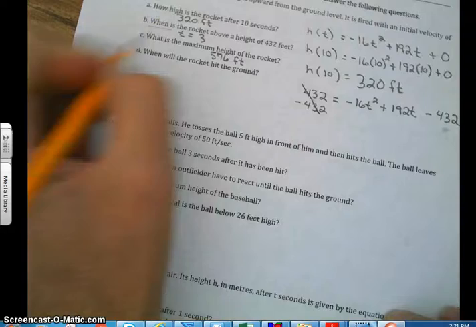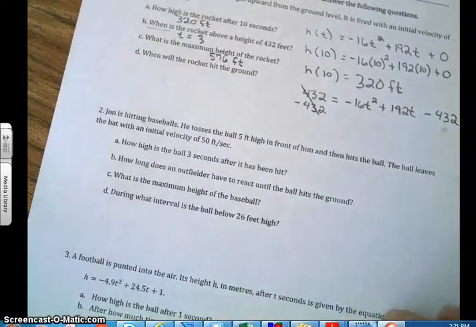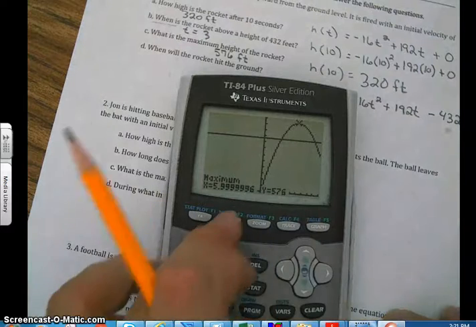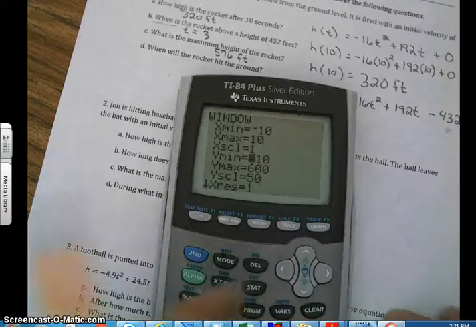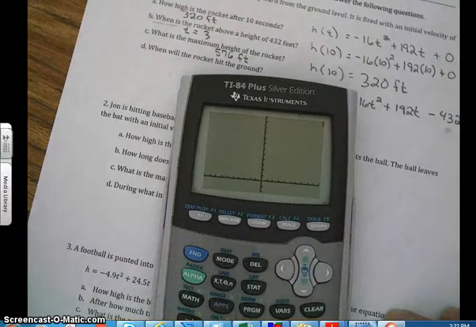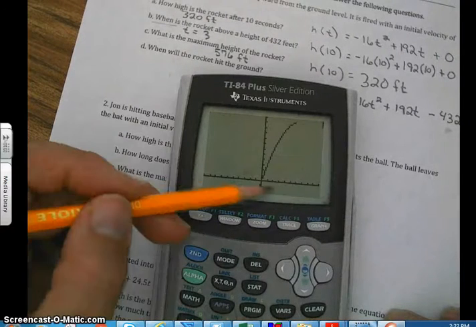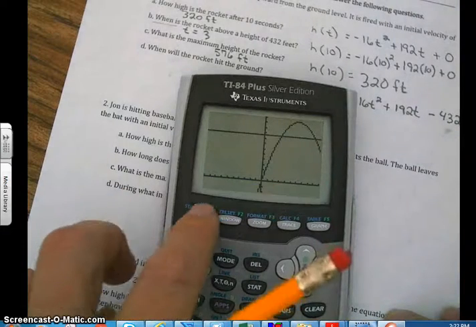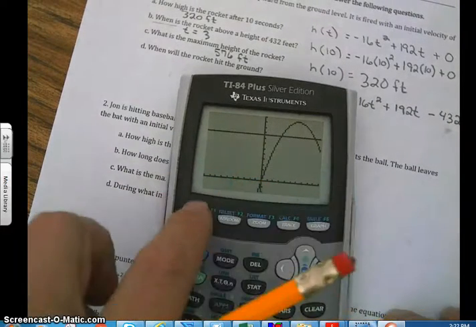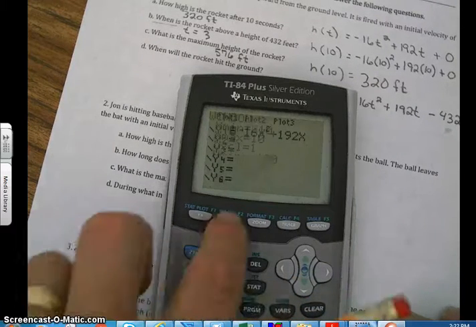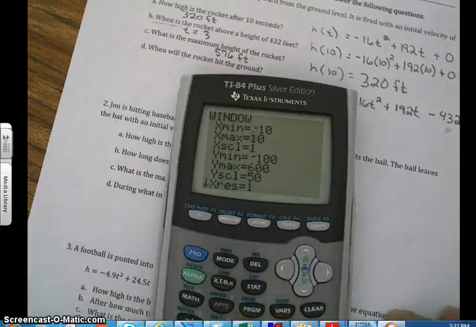When will the rocket hit the ground? Well, the ground is down here on the x-axis. So we're going to have to change our window. We're going to have to go down a little bit more. I'm going to go down to -100 and see what that gives us. So I can see the ground here. I want to know when it's going to hit the ground, so I'm going to need to move over my window. First of all, I'm going to get rid of this. I'm done with that. Window, so X max, we're going to go over to 50.